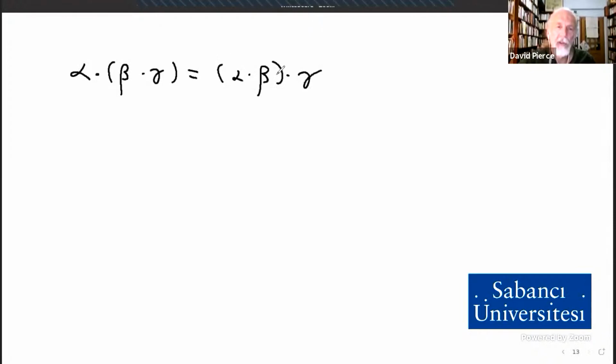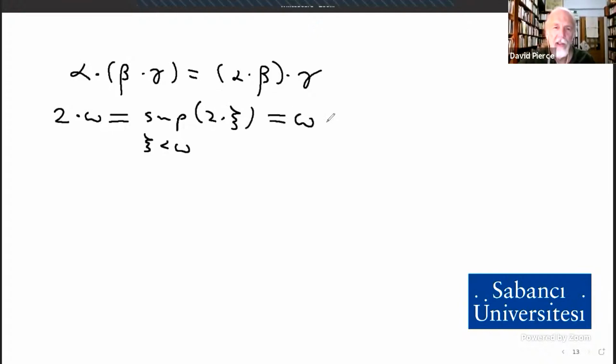New page. Alpha times beta times gamma is alpha times beta times gamma. But 2 times omega is the supremum over all xi less than omega of 2 times xi, but then xi is a natural number, so this is a natural number. Their supremum is omega, but this is less than omega plus omega, which by definition is omega times 2.